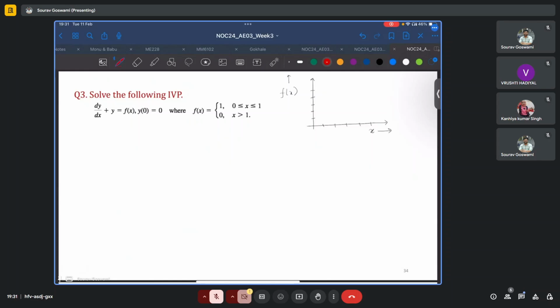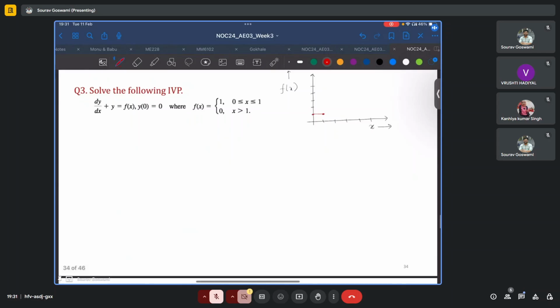And here we are told that for 0 less than or equal to x less than or equal to 1, f(x) is equal to 1, and it is equal to 0 for x greater than 1. So this is the value of f(x). And let us try to solve this initial value problem. Again, since the RHS, which is equal to f(x), will change depending on the interval, we can solve it in two parts.